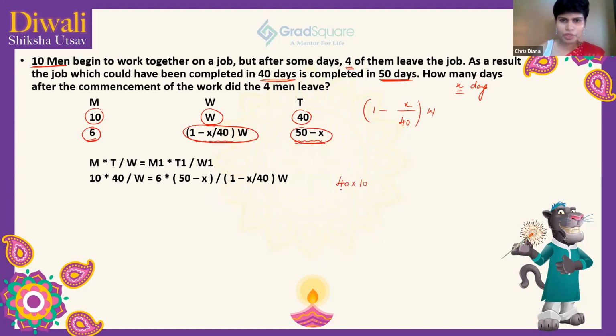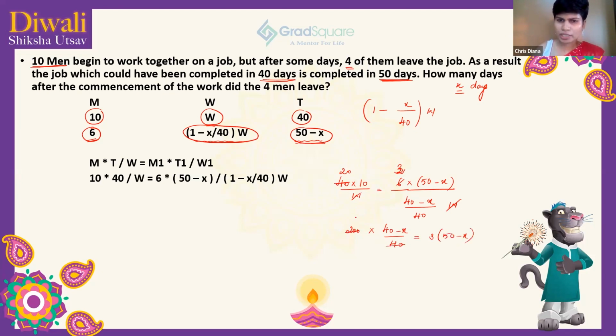So 40 into 10 divided by W is equal to 6 into 50 minus X divided by, I can write this as, 40 minus x divided by 40 into W. W and W anyway get cancelled. 2 goes here 3 times and 2 goes here 20 times. So this is 200 into 40 minus x by 40 is equal to 3 into 50 minus x.